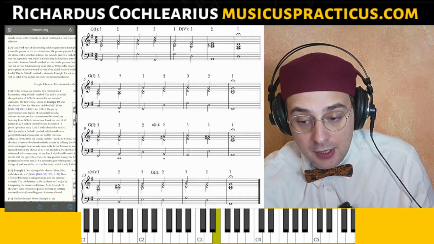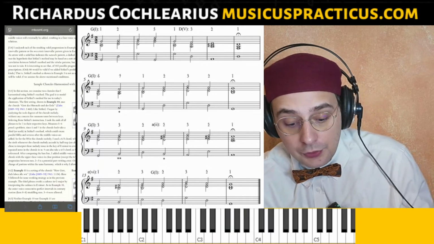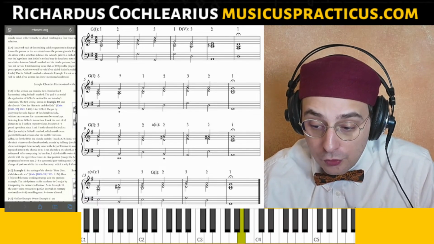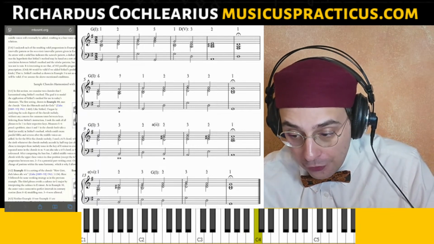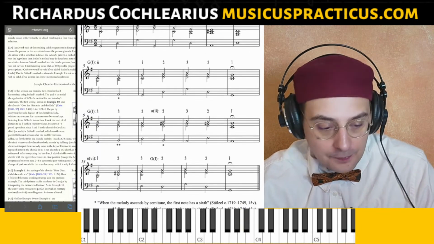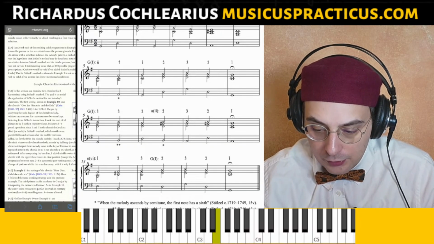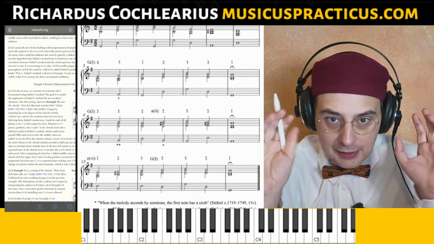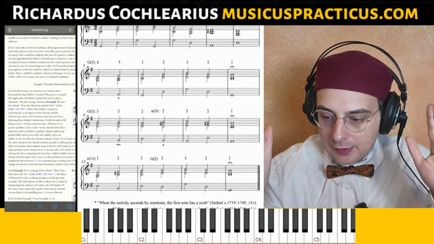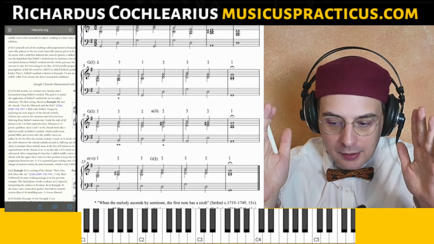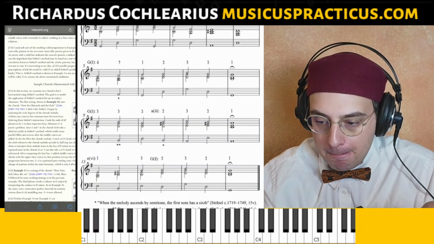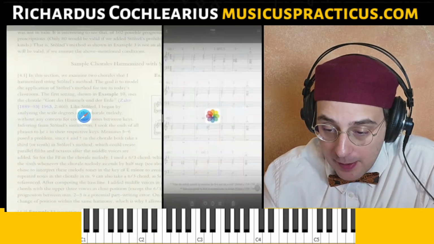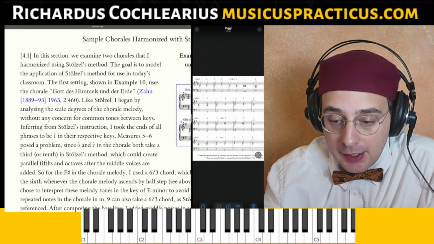Then back to G. 6, 7, 1, 2, 3, 2, 1. Then G major. 3, 3, 2. A minor. So 2, 3, 2, 1. E minor, 1, 2, 3, G major, 2, 3, 2, 1. By dividing the melody into these different keys, we can use the different bass rules given by Stölzel, the rules we read the other time.